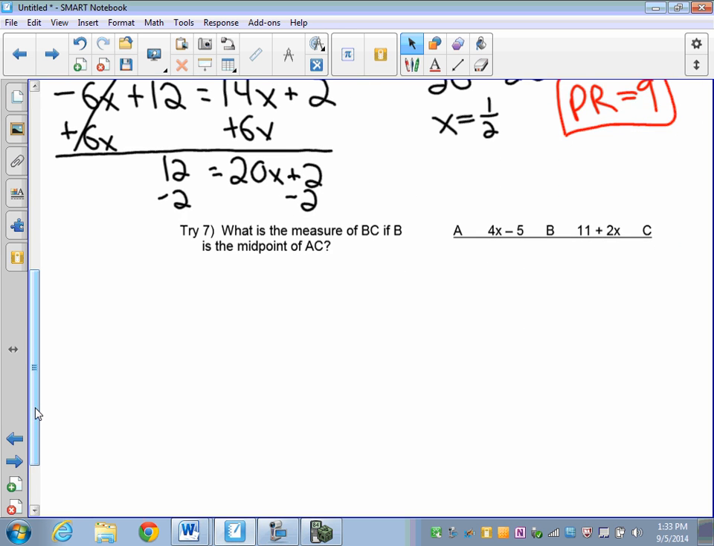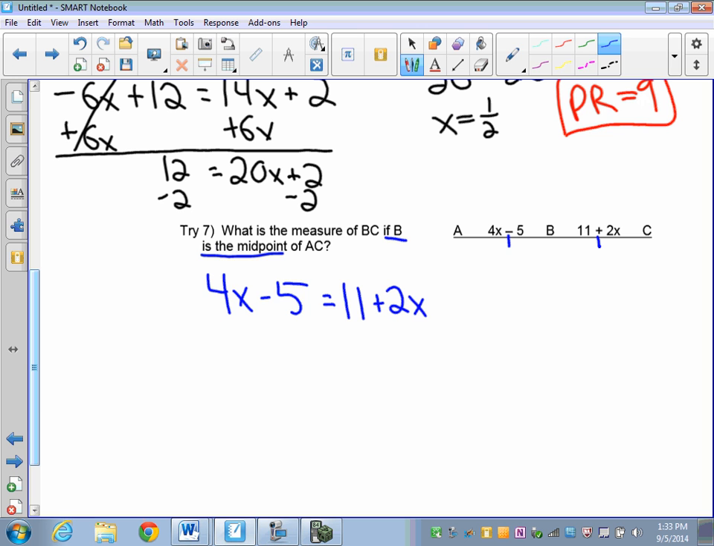So we can try number 7. I'll just get you started there. Again, we know that these 2 segments are congruent because B is the midpoint. So 4x minus 5 is equal to 11 plus 2x. We're done with the problem whenever we find the measure of BC. So do this on your own.